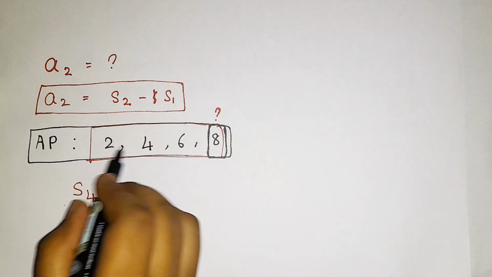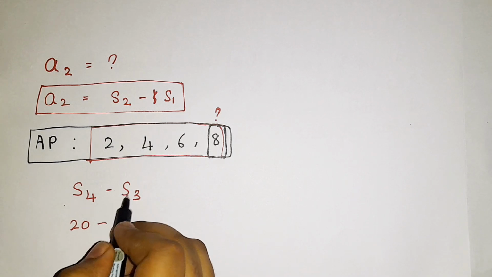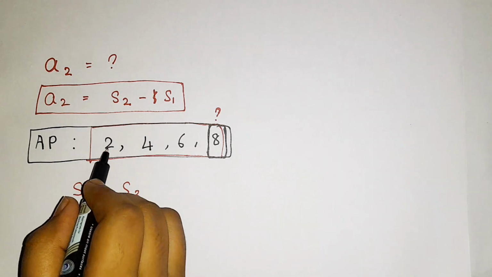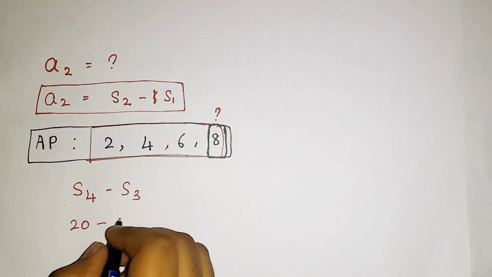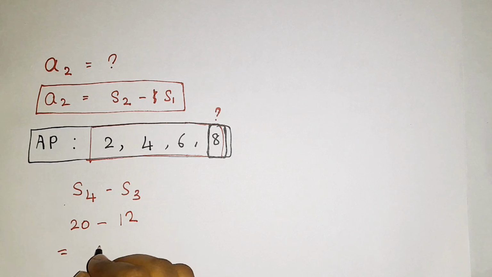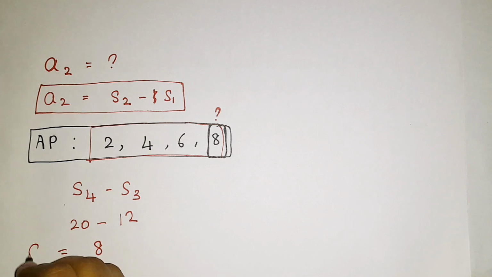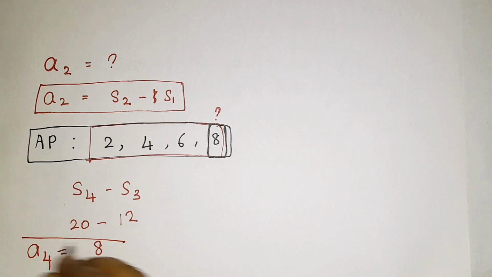So here we are supposed to add it, right? Sum of 3 terms means we are supposed to add it. Why? Because sum means plus. So 2 plus 4 plus 6 is 12. Okay. So when we just subtract it, we get 8. For what purpose did I get 8? For which value? Here I got 8 for A4.